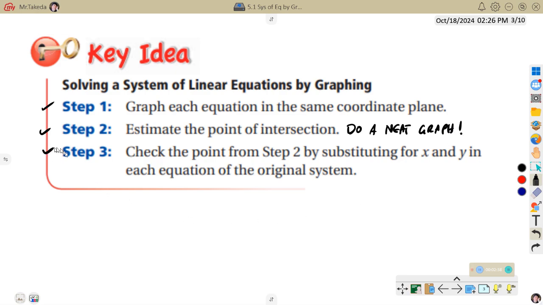Step 3, we're going to take that point of intersection and substitute it for x and y in each of the two equations in the original system, just to check the answer, just to make sure. Because solving by graphing is not a real accurate way to do it. Like I said, it says estimate the point. But we have to learn how to do this anyway. So let's just go ahead and do it. Then we'll get into easier ways to solve systems in the rest of the chapter.